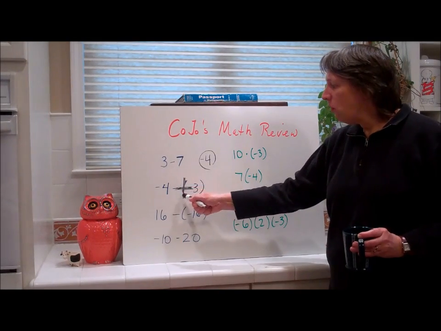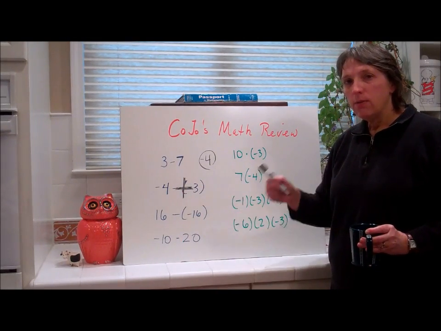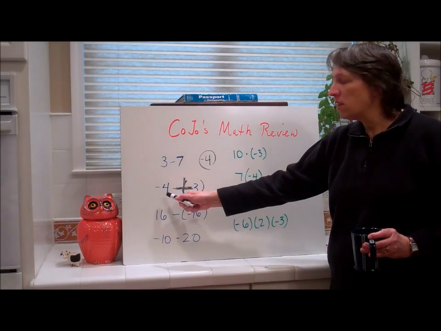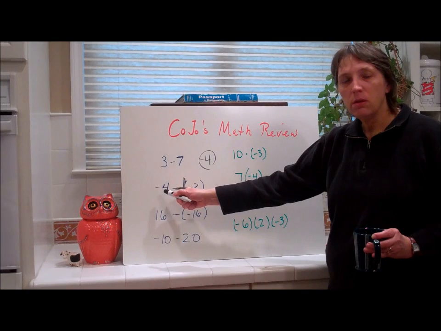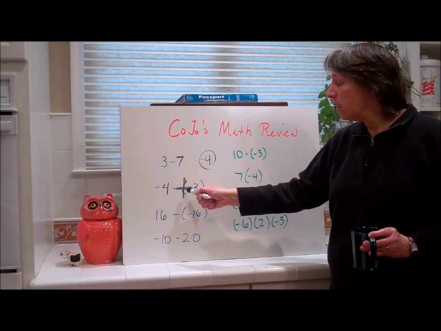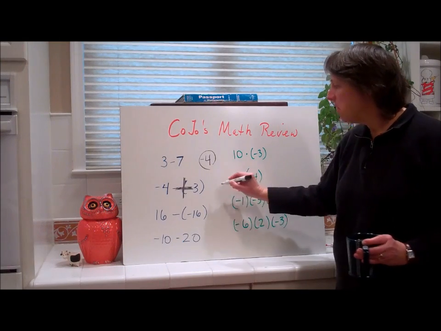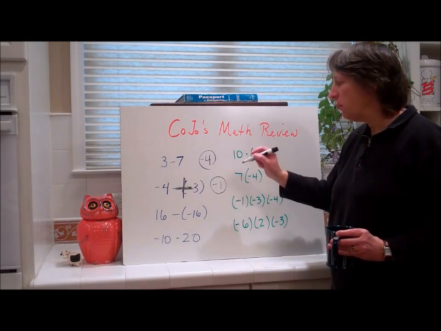Now, -4 plus 3. For those of you who still get confused about that, think of it as 4 below 0 and it gets warmer by 3 degrees. What's the new temperature? -1. That's what you should have on your paper.